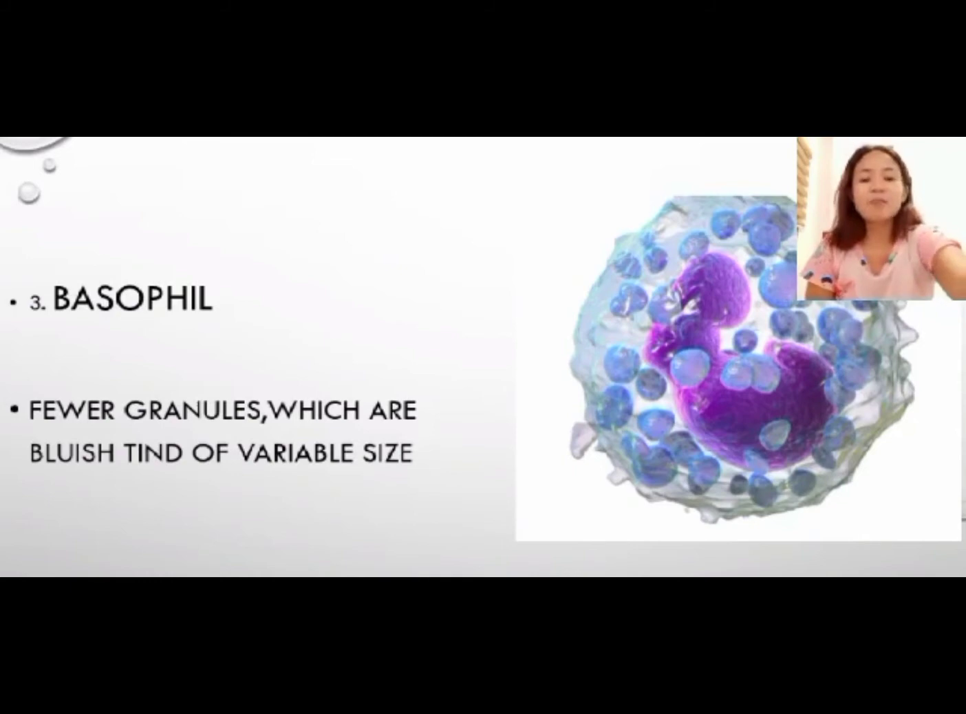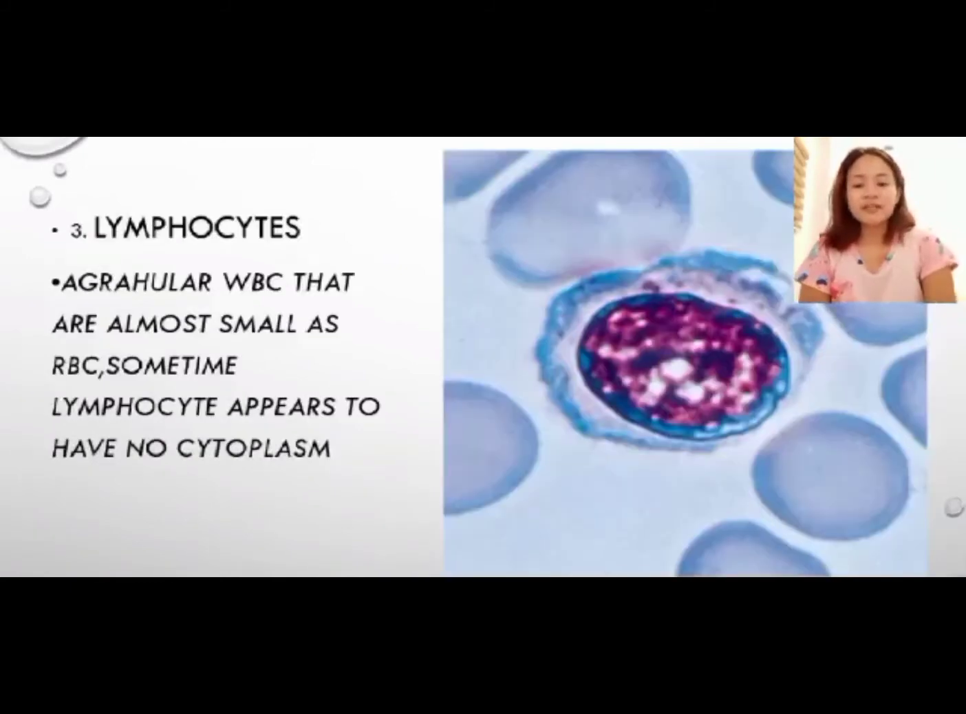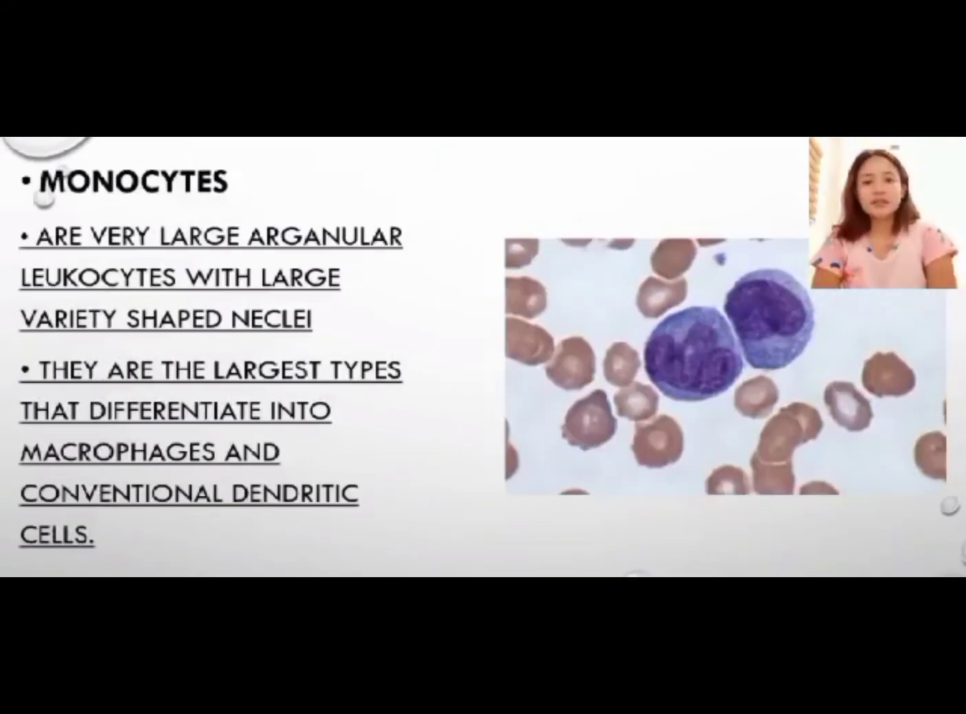The fourth one is the lymphocytes. Lymphocytes are made in bone marrow and found in the blood and lymph tissues. Sometimes, lymphocytes appear to have no cytoplasm. The last one is the monocytes. Monocytes are granular leukocytes with large variable-shaped nuclei. They are the largest type that differentiate into macrophages and conventional dendritic cells.